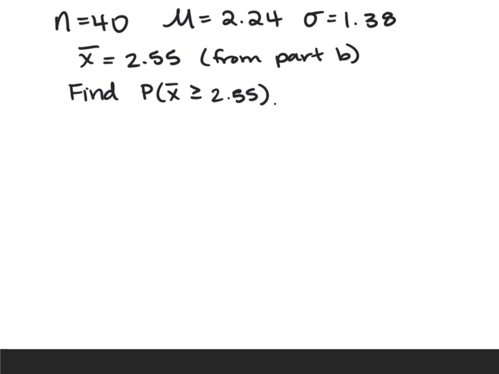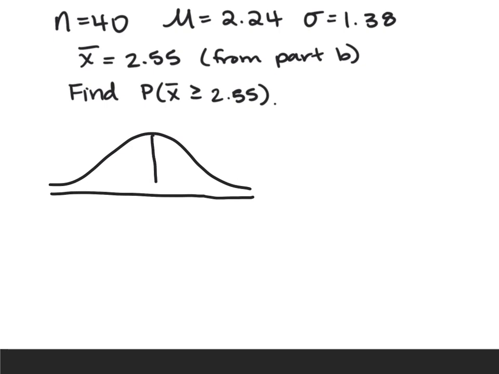And in Part C, we're being asked to find the probability of getting a sample mean greater than or equal to what we found in Part B. So greater than or equal to 2.55. Since my sample size is bigger than both 25 and 30, I can draw my normal curve, because the central limit theorem says that as the sample size increases, the sampling distribution of the sample mean becomes more and more normal. So we're big enough to assume normality.